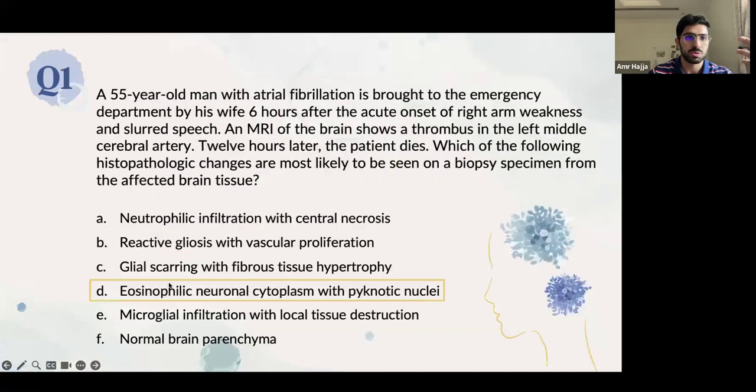So now let's go back to our questions. For the first question, we have a patient who came 6 hours after the acute onset of right arm weakness. Then at 12 hours, the patient died. So now we're in the period of 12 hours. What things might be happening in this 12 hours? It's basically the cellular necrosis and the formation of red neurons, which is the eosinophilic neuronal cytoplasm with the pycnotic nuclei. The rest: neutrophilic is 1 to 3 days. Reactive gliosis, 1 to 2 weeks. Glial scarring is after 2 weeks. Microglial infiltration is 3 to 5 days. And normal is of course not the correct answer.